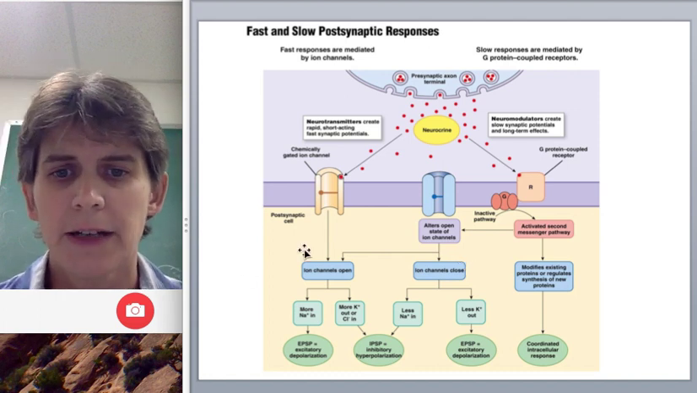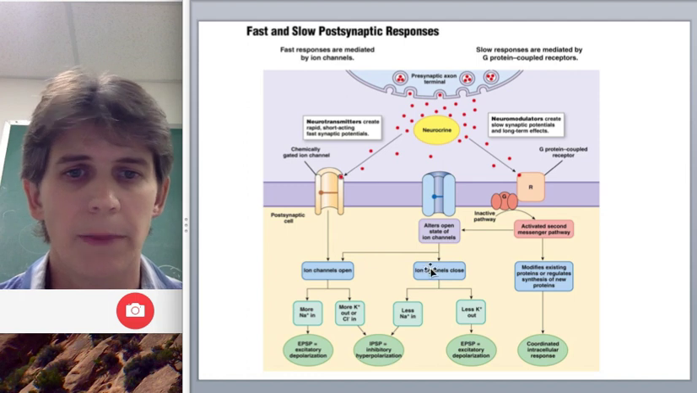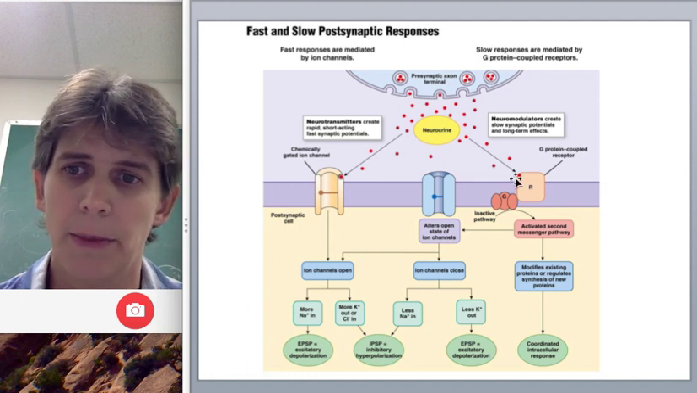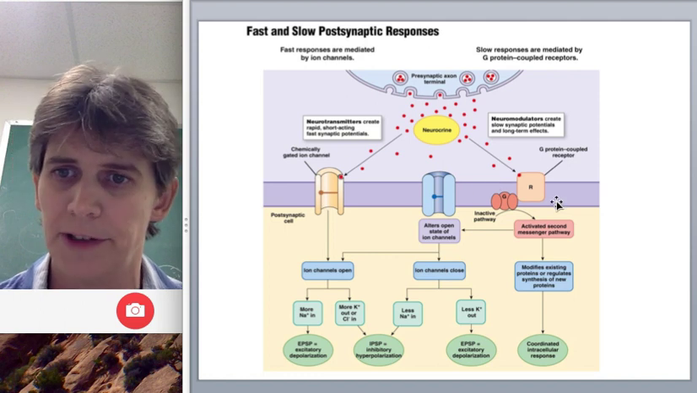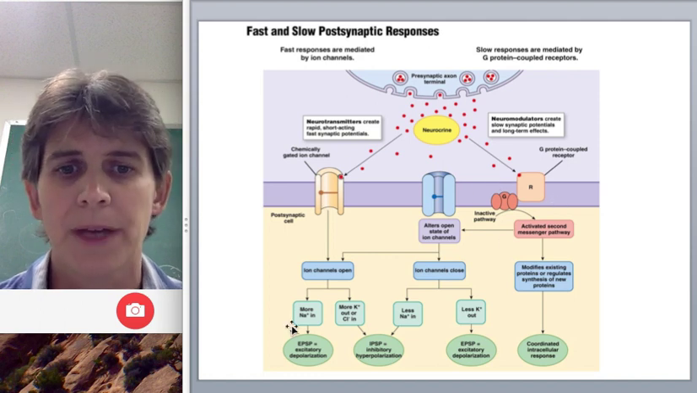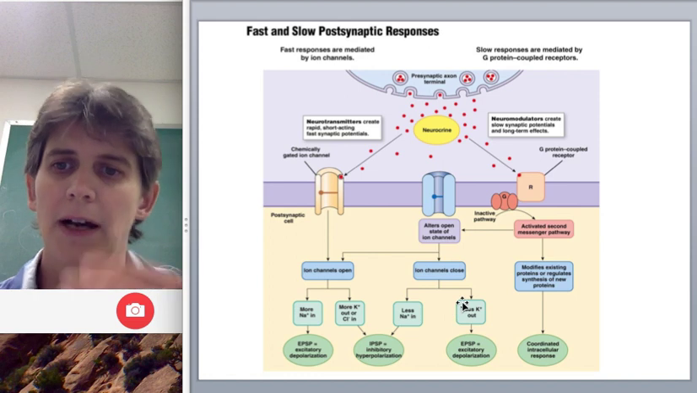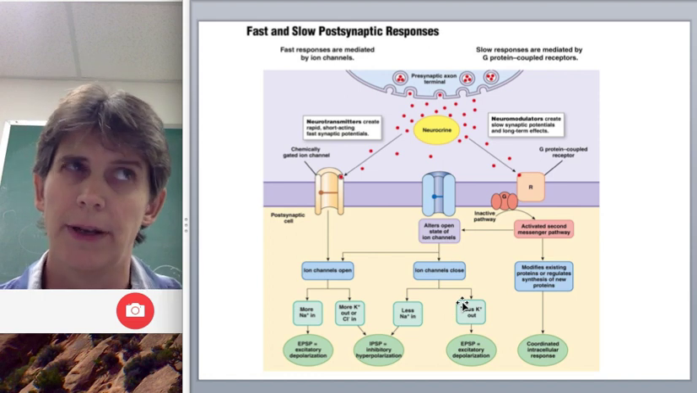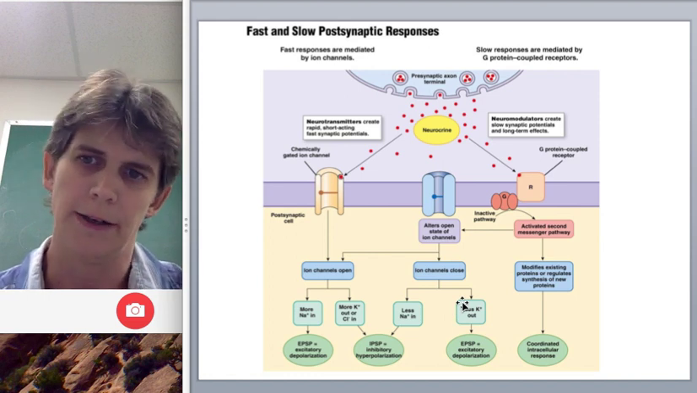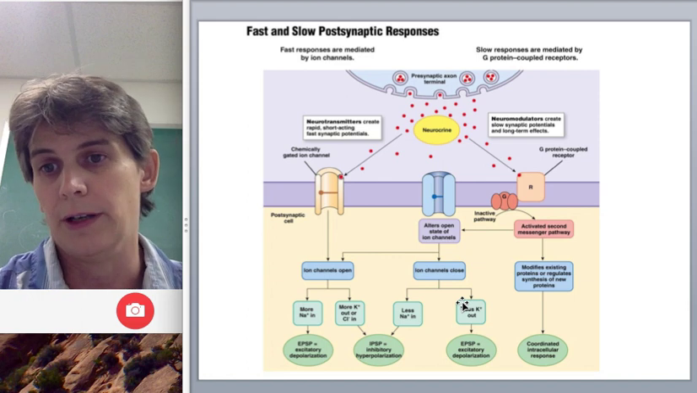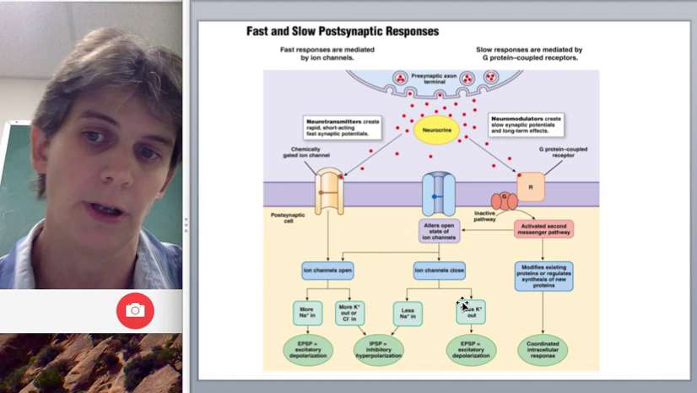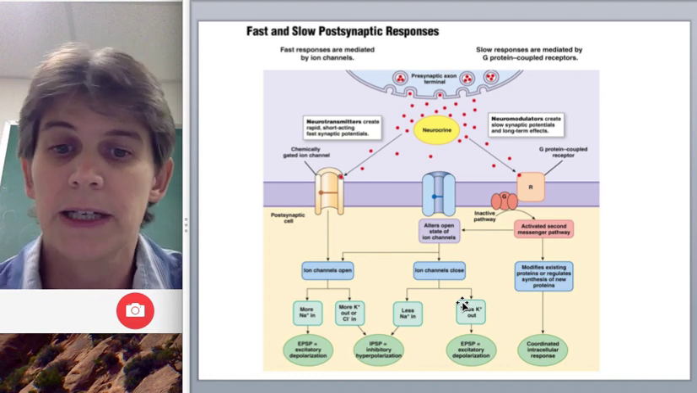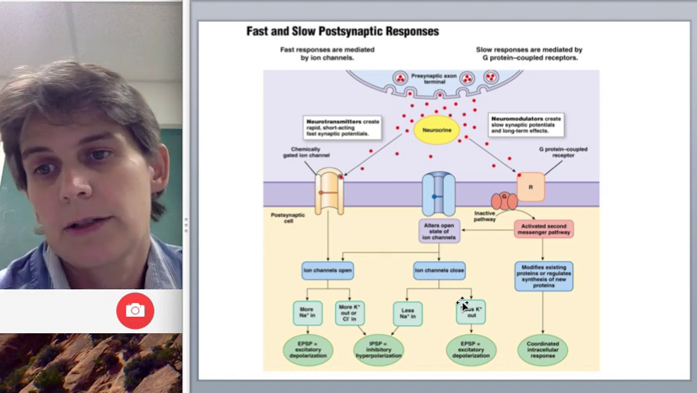So if ion channels open, whether triggered by an ionotropic or a metabotropic receptor, and these are sometimes now called simply fast and slow postsynaptic responses, then what you have is ions moving in or out, and therefore charge is moving in or out, and therefore the voltage of the postsynaptic cell, the membrane potential of that postsynaptic cell, is changing. And it can only change in two ways, right?